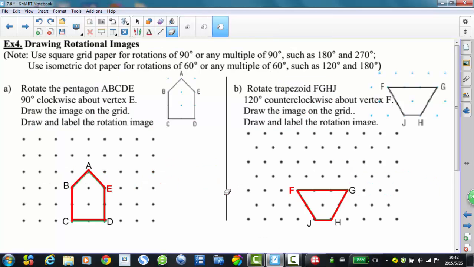Let's look at example 4, drawing rotational images. So we can use the square grid paper for rotations of 90 degrees, or any multiple of 90 degrees, such as 180 degrees and 270 degrees. We can use the isometric dot paper for rotations of 60 degrees or any multiples of 60 degrees, such as 120 degrees and 180 degrees. So let's look at the first one.